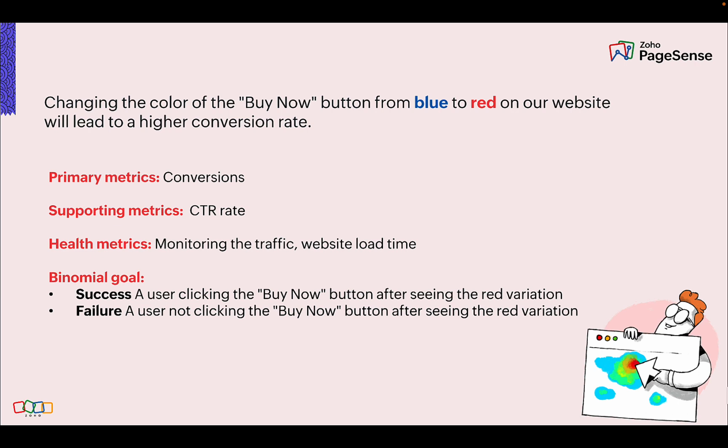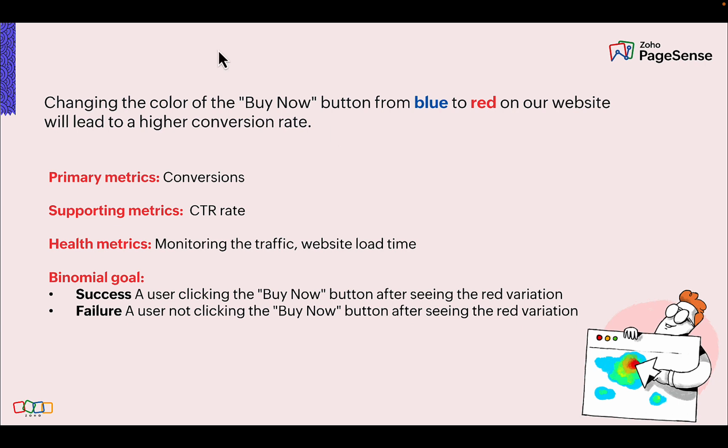And the binomial goals in this case would be the binary measurement of the success or the failure of each version of the button. For example, success is when a user clicks on the buy now button after seeing the red variation, and failure is when the user does not click on the buy now button even after seeing the red variation.